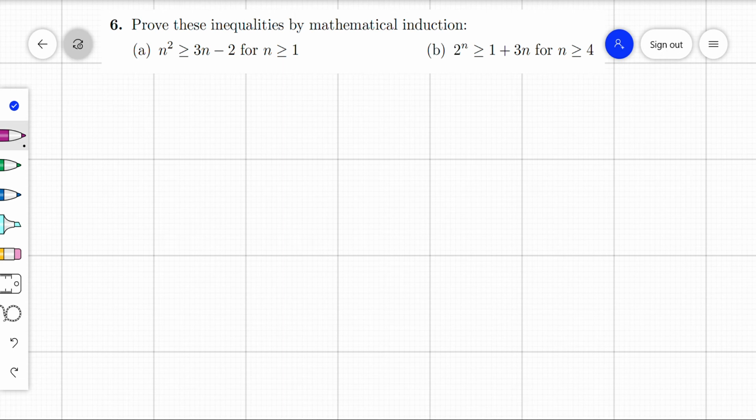All right, so looking at part A, let's look at the base case, which is 1, and prove it is true. We could say P(1) is true since the left-hand side here is 1 squared, which is 1, and that's greater than the right. I'd do this separately: 3 minus 2, which is 1, so it all works.